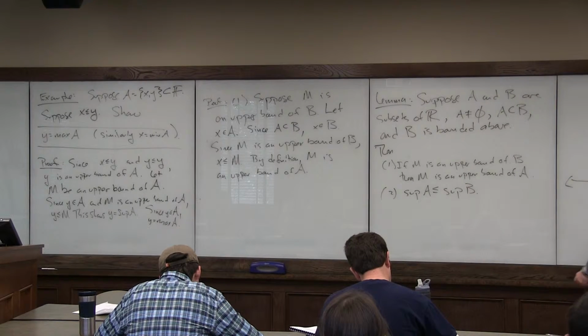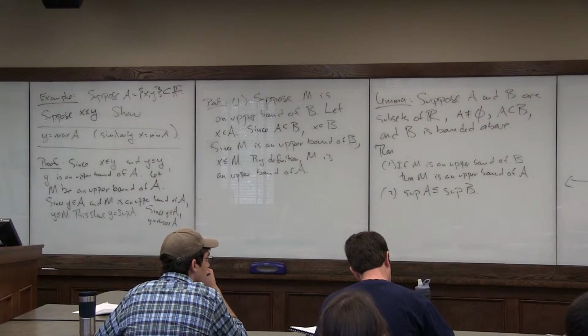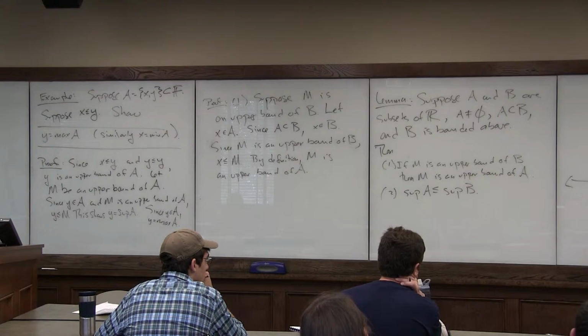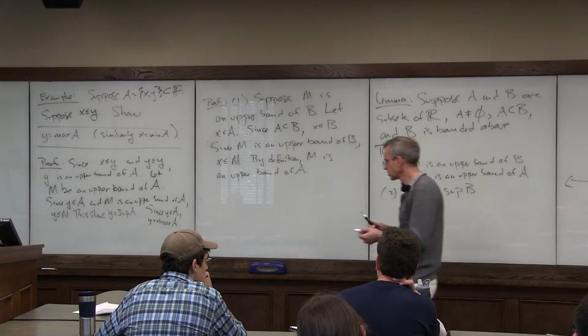Okay, so again, in terms of the picture, what did we do? We picked up an X. We said, well, X is in A, but A is a subset of B, so X is in B. M is an upper bound of B, and since X is in B, X is less than or equal to M, but that's what we wanted to show, to prove M is an upper bound. Okay? Questions about that?